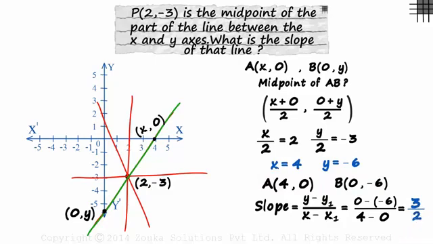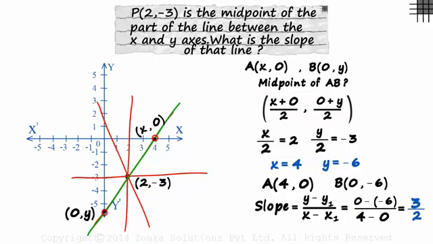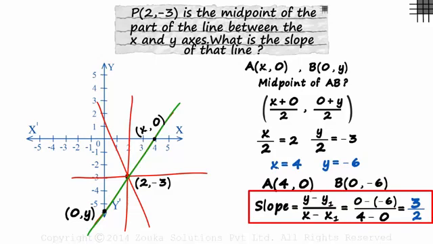Let's review what we did. First, we found out that this is the line the question is talking about. The endpoints of the segment are (x, 0) and (0, y), as we are told that it is the part of the line between the x and the y-axis. We used the midpoint formula and found the values of x and y. And that gave us the coordinates of the endpoints. And with the help of those coordinates, we found the slope of that line.